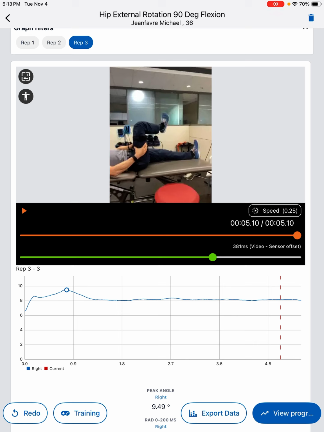So my suspicion is that the sensor is graphing or capturing a different axis than the one that I want to capture. I've also tried the same assessment with the sensor on the foot, or excuse me, on the lower shank, so on the shin. And it also comes up with spurious numbers that don't seem to correlate with what is anatomically occurring.